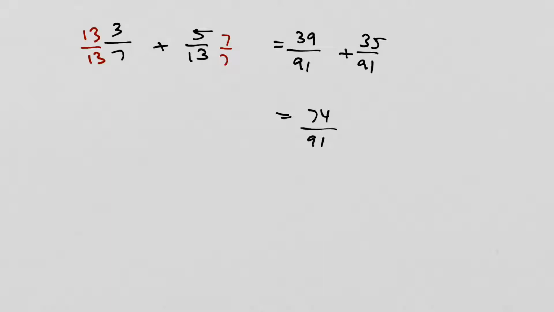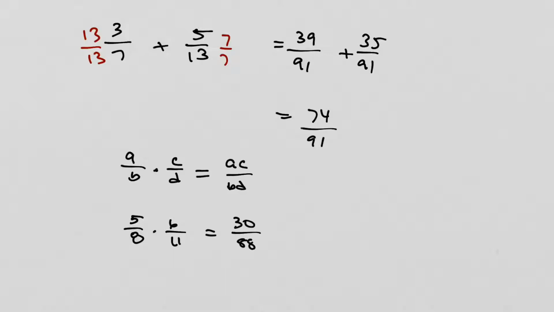If you remember when we multiplied two rational numbers together, if I had a over b times c over d, then you just multiply straight across: the numerator gives a times c, and the denominator gives you b times d. So here, if I had 5 over 8 times 6 over 11, that gives me 30 over 88, which we can start reducing. Since they're both even, I can divide them by 2 in the top and the bottom to give me 15 over 44.